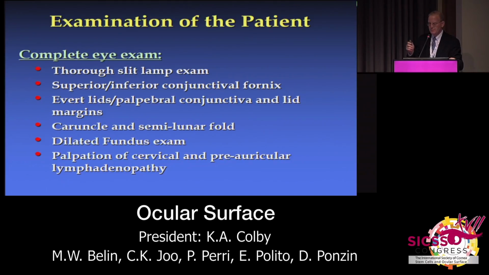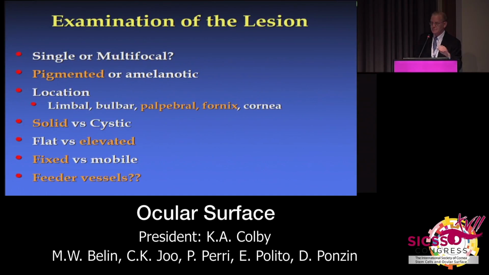So some things that often we do in a very cursory fashion when we examine a patient, we don't really do all this thoroughly. If you see a lesion, then you have to think of these factors because they have an effect on prognosis. Is it single or multiple, or multifocal rather?